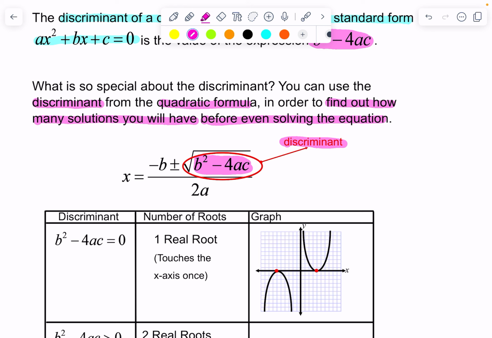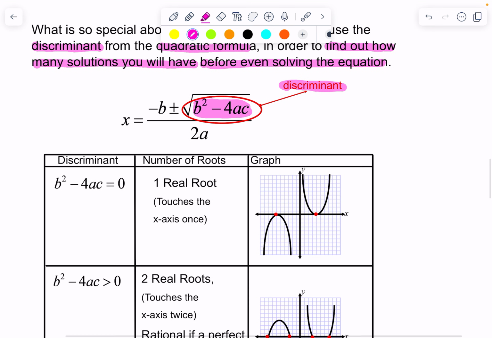You just need to find the value of b squared minus 4ac. So let's look at some examples here. If b squared minus 4ac equals 0, then that means we have one real root, which means that it touches the x-axis once. So if you can see here in my example, the parabolas are simply intersecting the x-axis at one point, whether they're pointing upwards or downwards.